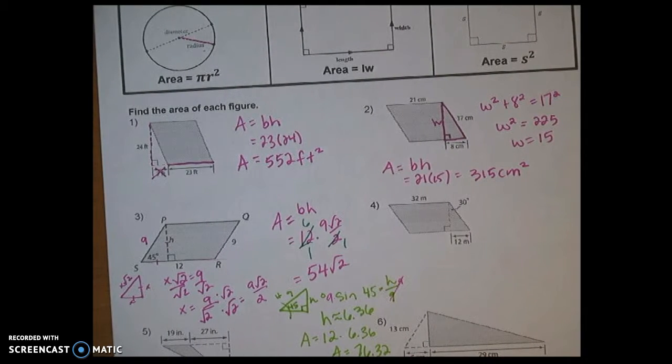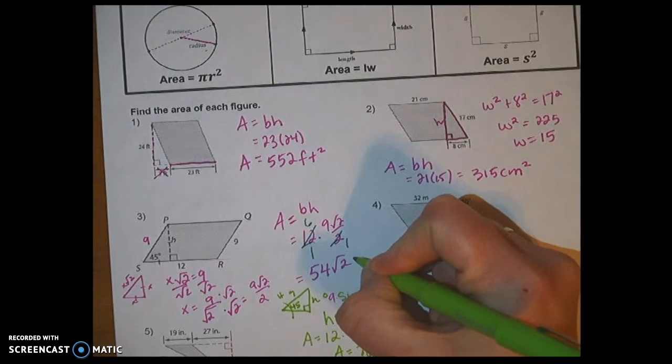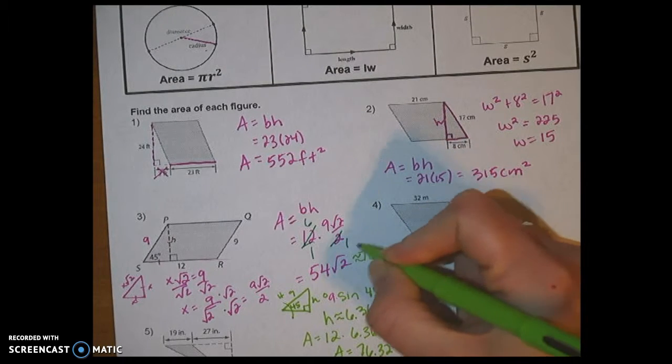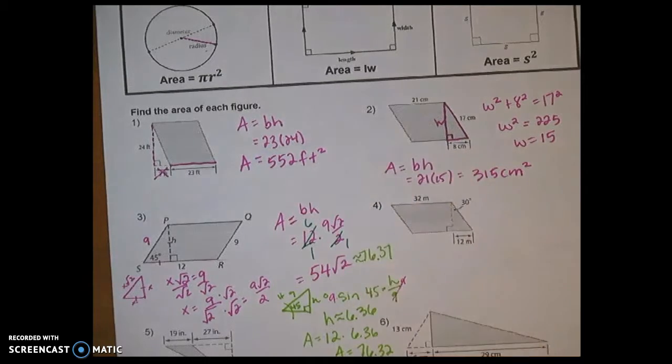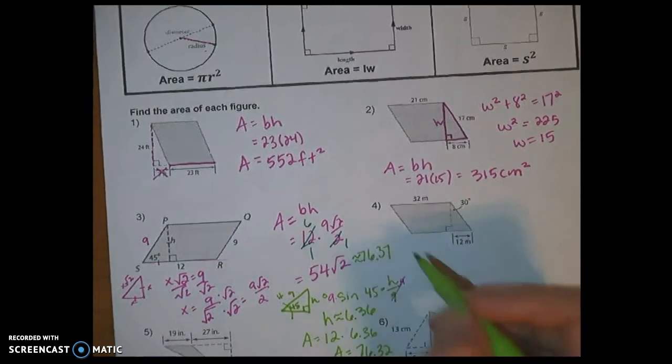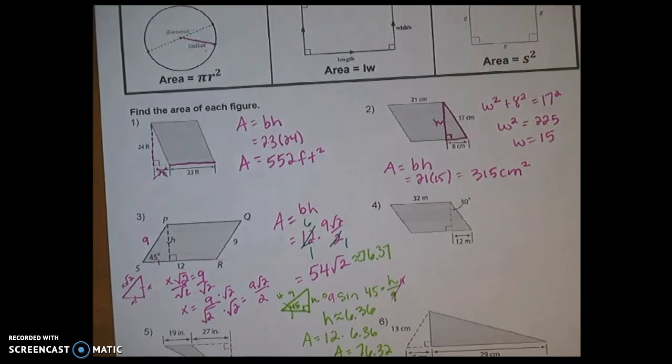Ironically, or maybe not so much, if you put this in a calculator, it is also 76, but this one is 0.37, and that is just the rounding factor. Which one's more accurate? The 76.37.